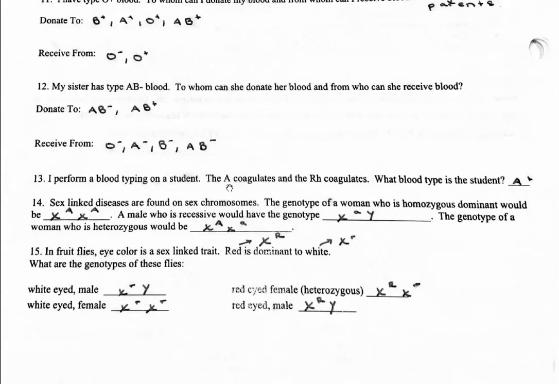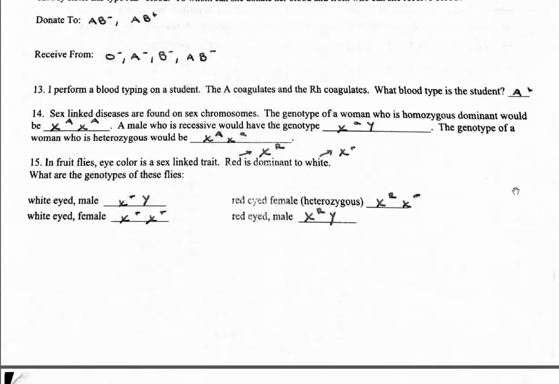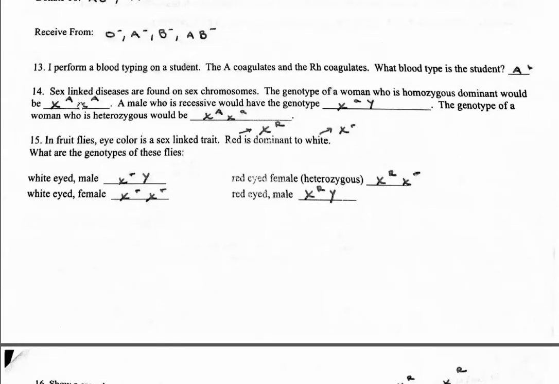Coagulate means it's going to clump, so it coagulates with A and Rh, which means it's A positive. For sex-linked diseases, the letters don't matter, guys. All that we're saying is when it's sex-linked, make sure to be showing X's, two X's for females, an X and a Y for males. Okay. So this is homozygous dominant, so there you go. This would be heterozygous, and this would be recessive for a male.